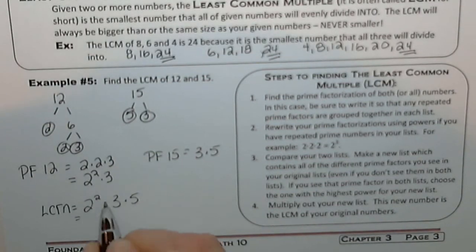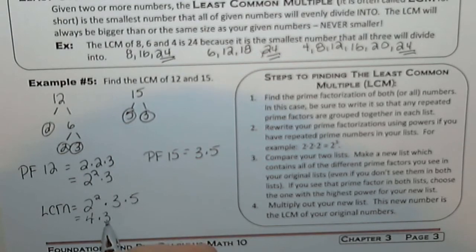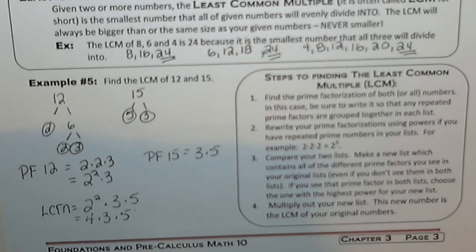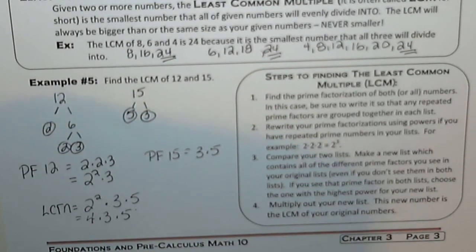Your next step to actually completing the answer is to multiply it through. 4 times 3 times 5, and in this question here, you are going to get 60. So the least common multiple of 12 and 15 is 60.